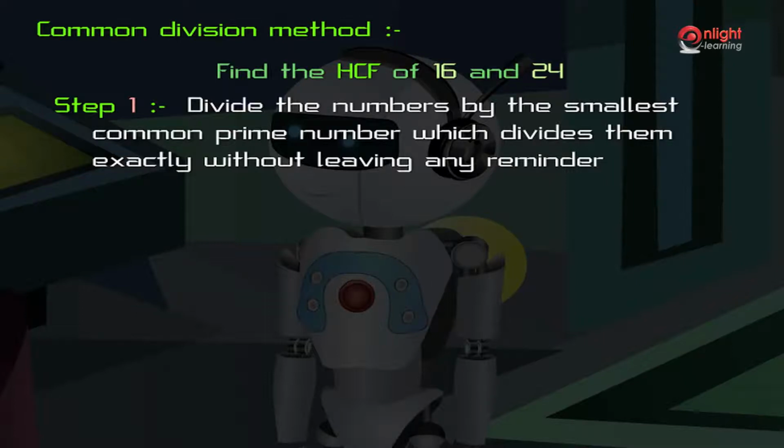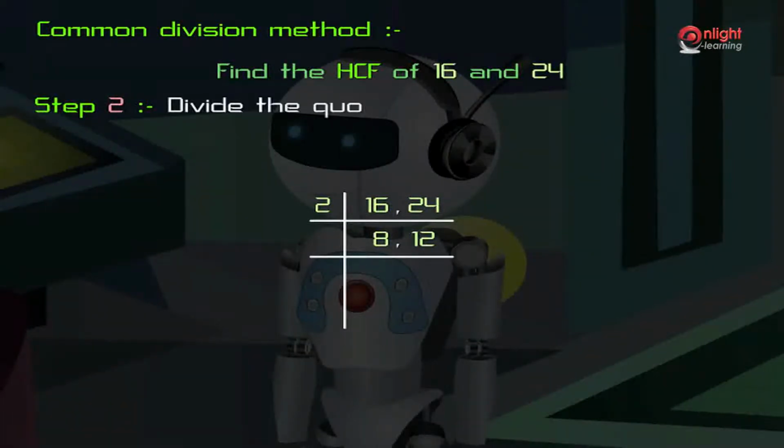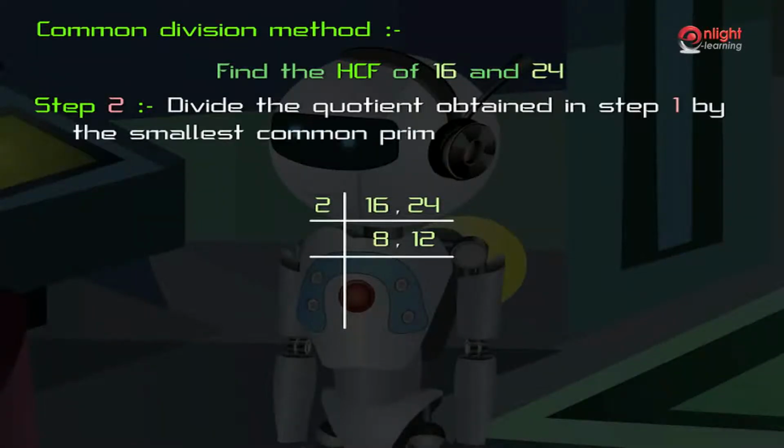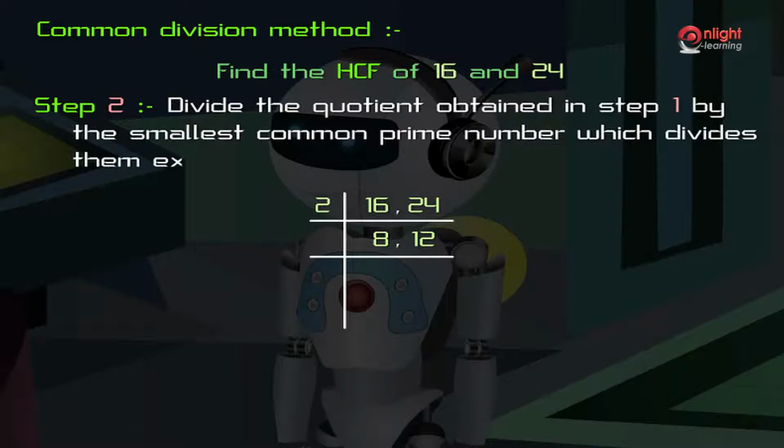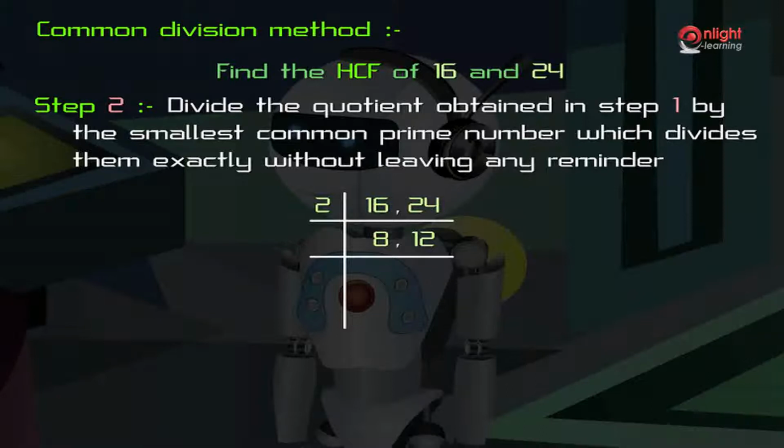For the given example, the least prime number which divides the numbers without leaving any remainder is 2. Write the quotient below the numbers. Now, divide the quotient obtained in step 1 by the smallest common prime number, which divides them exactly without leaving any remainder. Again, the smallest common prime number, which divides 8 and 12 exactly, is 2.